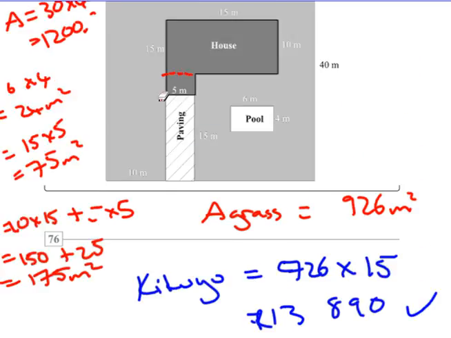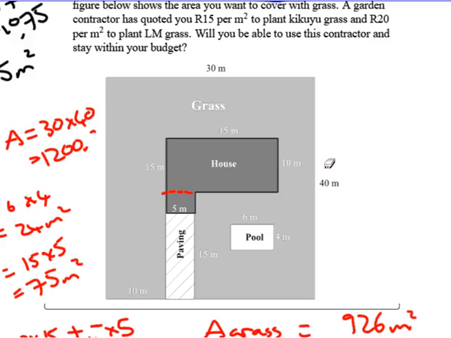Okay. All right. And these kind of questions are quite common, where they ask you to work out the area of something within something else, and then you've got to do adding or subtracting in order to get the area you want. So what is the area of the grass?